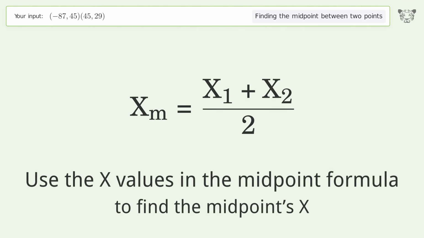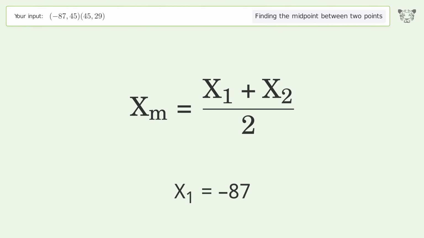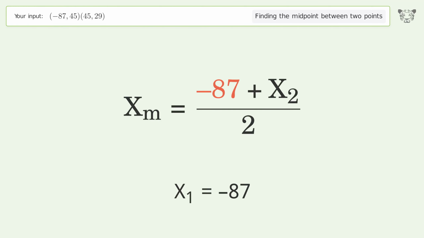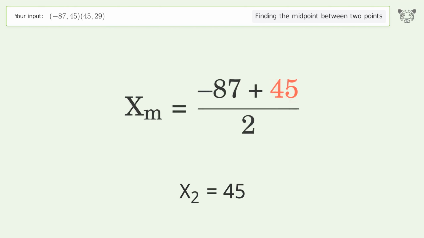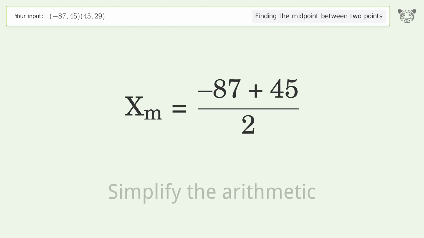Use the x values in the midpoint formula to find the midpoint's x. x1 equals negative 87. x2 equals 45. Simplify the arithmetic.